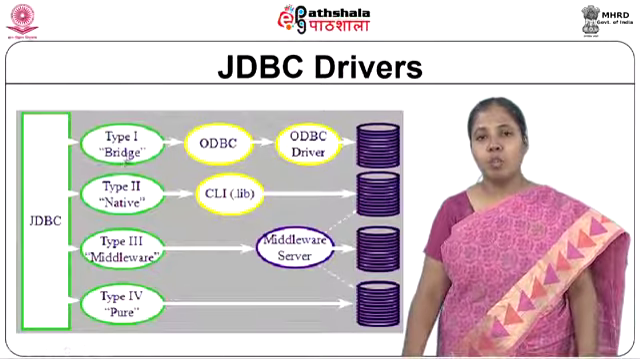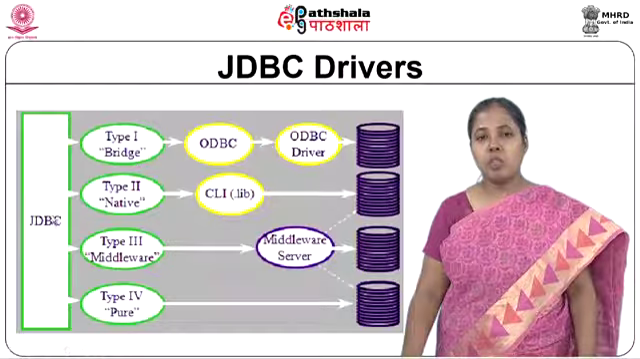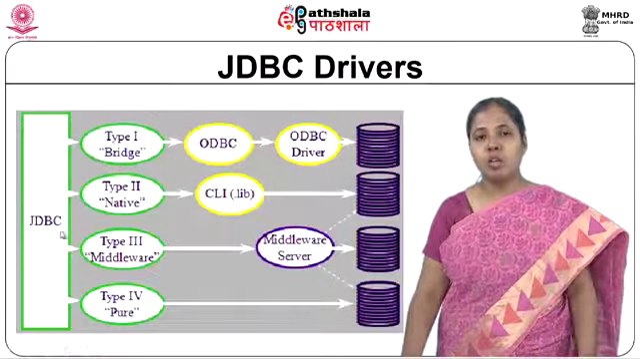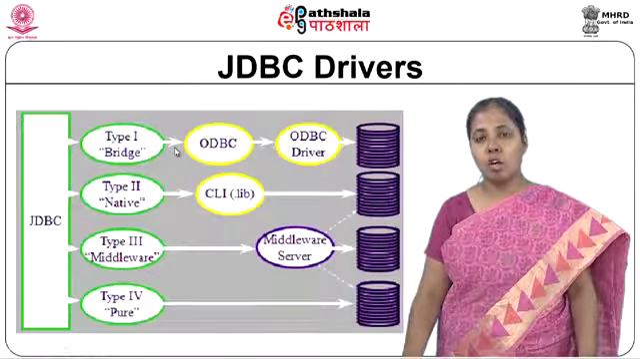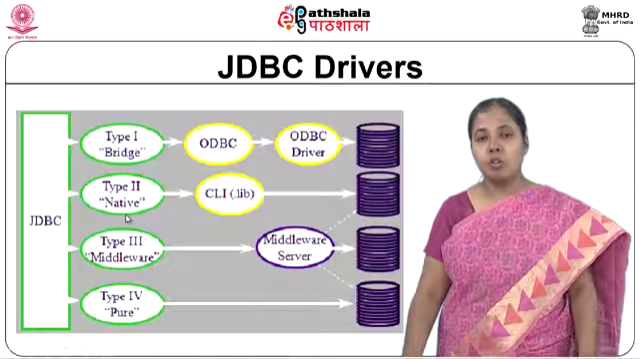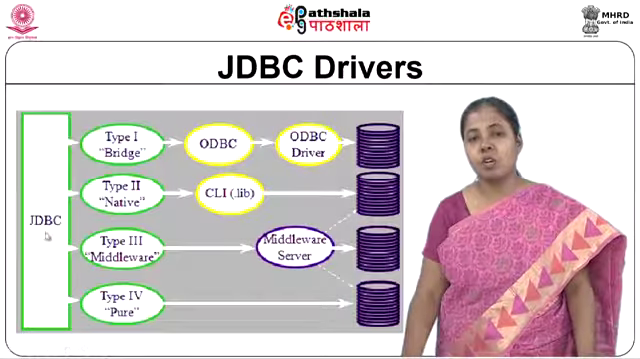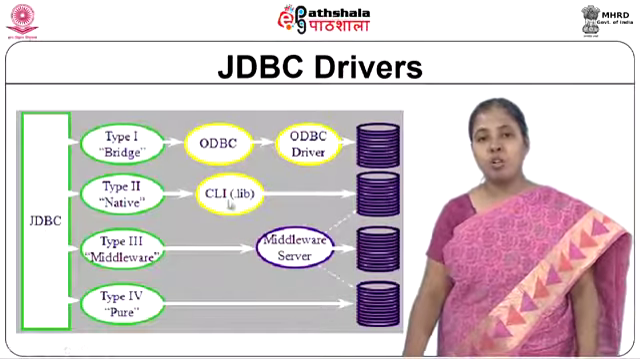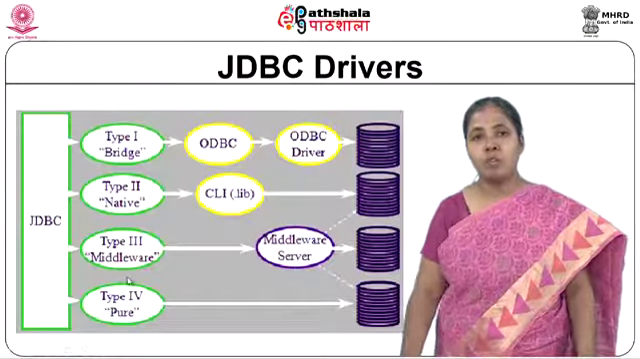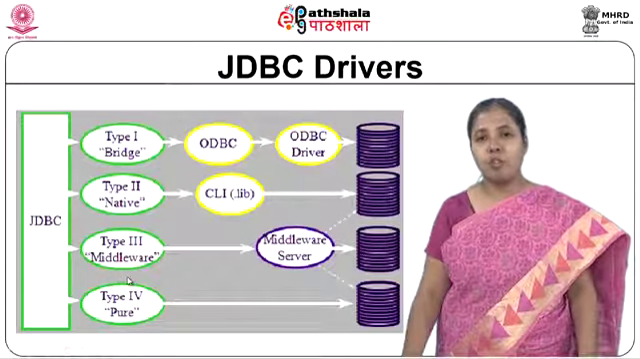Type 1 is a bridge driver. Between our JDBC and ODBC there would be a bridge which would convert the JDBC function call to an ODBC function call, through which you can talk to the database. And type 2 is a native driver. This would normally convert the Java database calls to CLI library calls through which you can talk to the database. And type 3 is through an installation of a middleware server.